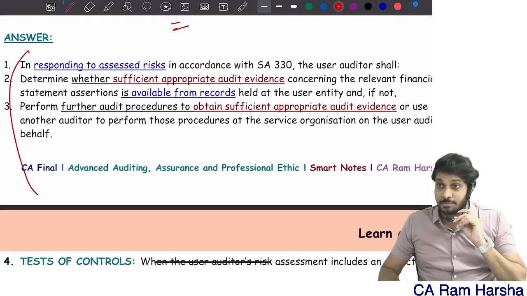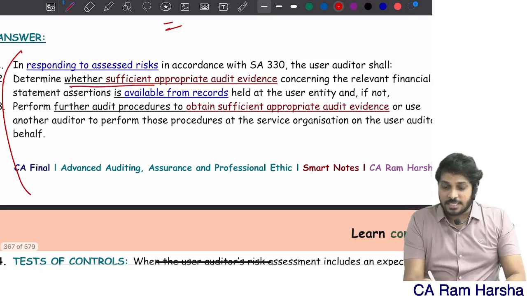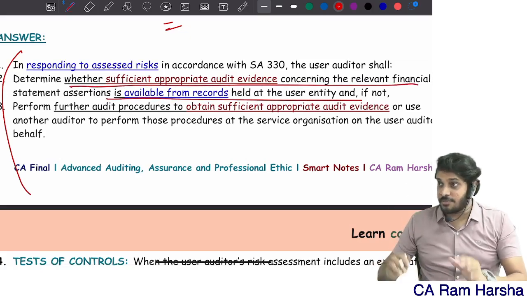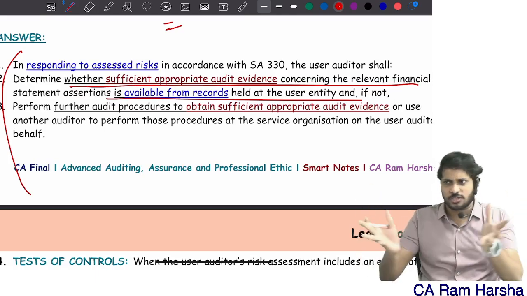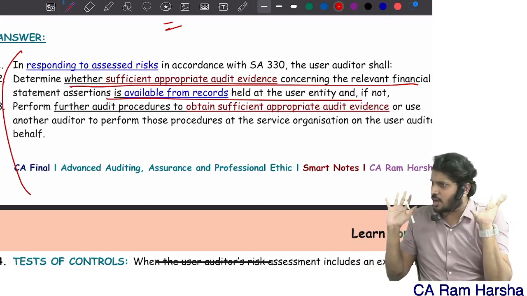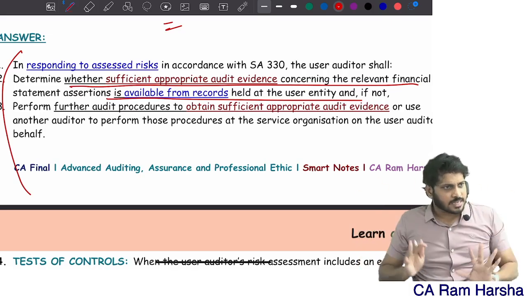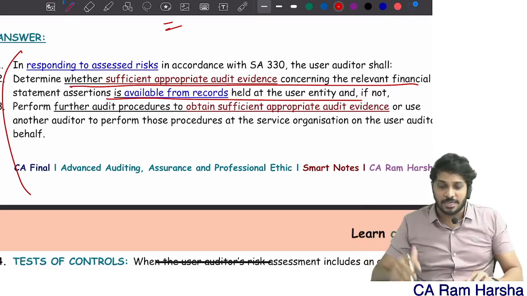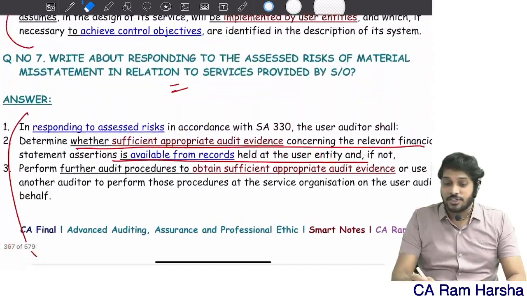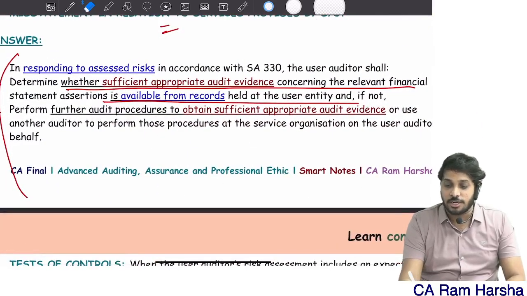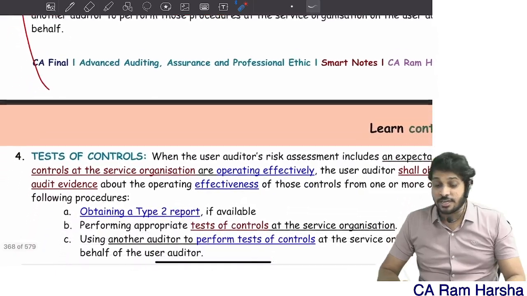Finally, suppose you identified some risk. Check whether sufficient appropriate evidence is there from the records available. First check whatever records you have seen. Is it sufficient? Are you feeling sufficient regarding the services provided by them and the controls implemented by them? If at all it is not sufficient, the auditor generally performs further audit procedures.